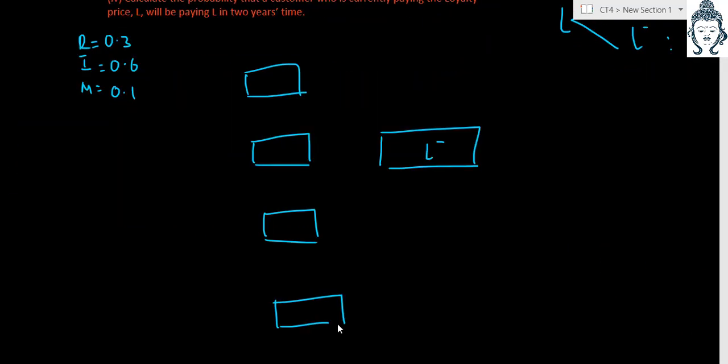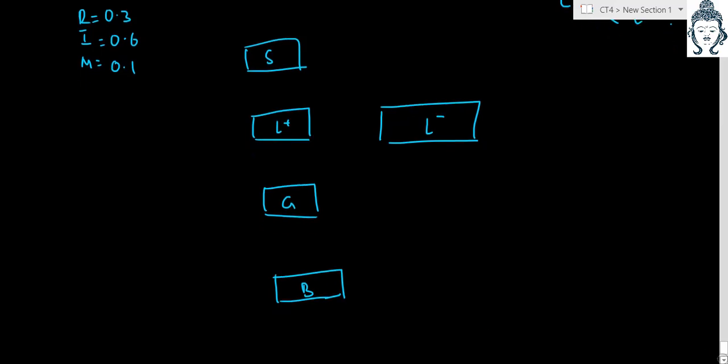Construct a transition graph of the Markov process, clearly labeling all the states. Okay, so let's do this. I'm trying to draw the transition graph here, and I know that the probability for reducing is 0.3, increasing is 0.6, and maintaining is 0.1. So let's try to label all the states. We have B, that is the base state. You have the good level of discount. You have L plus, that is loyalty plus. You have L minus, that is loyalty minus. And then you have the super discount, right? So let's start with B. Now if you are at B, you can do three things. You can either maintain, increase, or reduce. So if you maintain, you stay at the same level of discount, and if you reduce, you still stay at the same level of discount.